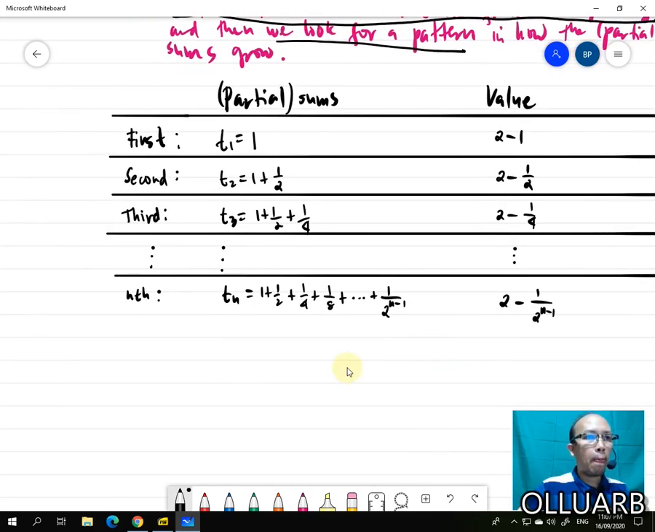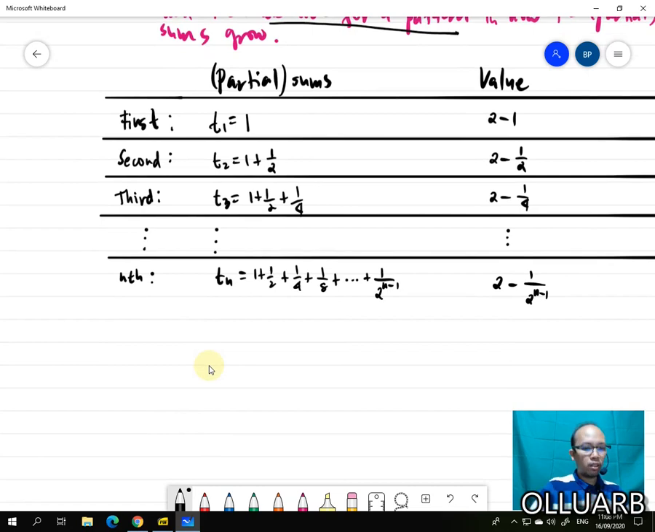Okay, so as you can see here, why did we get this value here? We observed the pattern, and we found out that this is actually 1 over 2 to the n minus 1. So, indeed, there is a pattern.